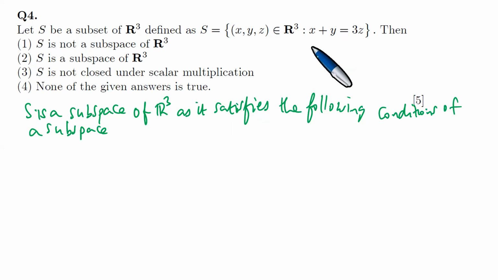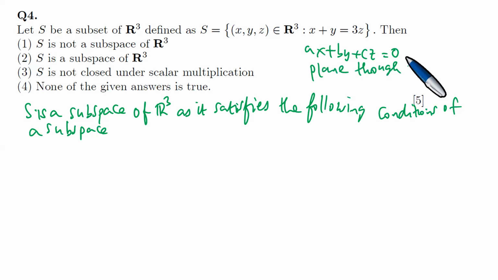the form ax plus by plus cz equals 0 is a plane. It's a plane through the origin. How do we know it's through the origin? The origin is (0, 0, 0). If you put x = 0, y = 0, and z = 0, everything is going to be 0. So it's a subspace of R cubed as it satisfies the following conditions of a subspace.